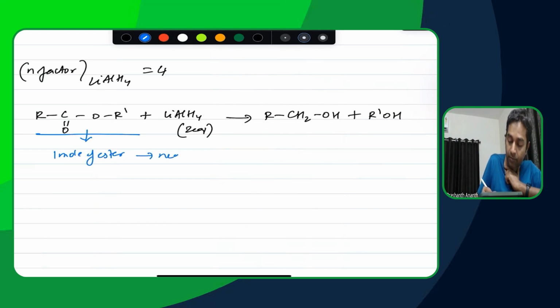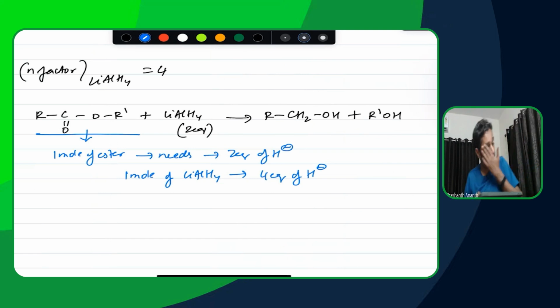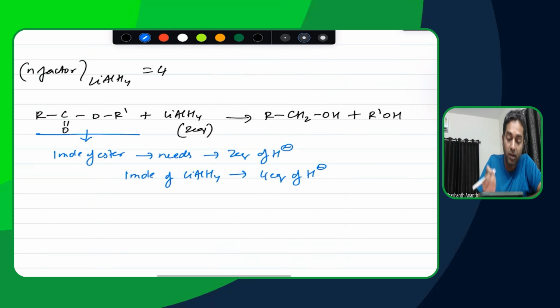So 1 mole of ester needs 2 equivalents of H minus. 1 mole of LiAlH4 provides how many equivalents of H minus? It can provide 4 equivalents of H minus. Okay, so what will happen now? That means you'll end up having, balancing wise, 2, 2, 2.